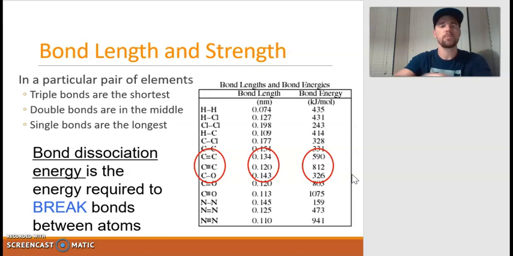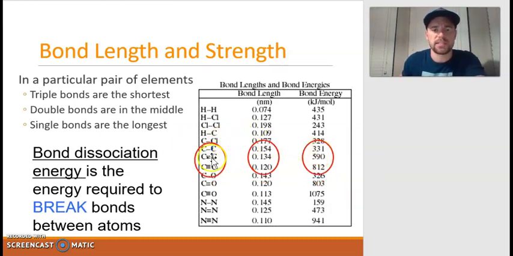If you were looking at a particular pair of elements that are bonded together, for example, let's take a look at the carbon-carbon bonds. When we take a look at 2 carbon atoms that are bonded together in a single bond, a double bond, and a triple bond, first notice the length. The single bond is the longest, while the triple bond is the shortest. So in a particular pair of elements, the triple bonds generally tend to be the shortest, and the single bonds are the longest. We can see that also, for example, down at the bottom here, with the nitrogen-nitrogen single bond, the nitrogen-nitrogen double bond, and the nitrogen-nitrogen triple bond. The single bond is the longest, and the triple bond is the shortest.